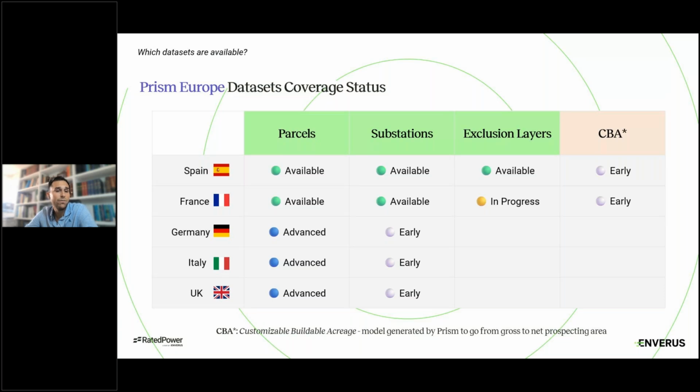Our idea is to have those datasets available in order to create the CBA model. What is that? The CBA model is a model that Prism generates. It stands for customizable buildable acreage, and it enables the user to use these parcel, substation, and exclusion layers to go and select from a gross area a net prospecting area. So that's why we are aiming to have, and we are pretty much advanced on the different countries on having, the parcels and also the substations, and therefore at the end having the CBA model.